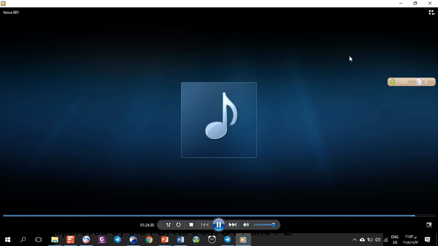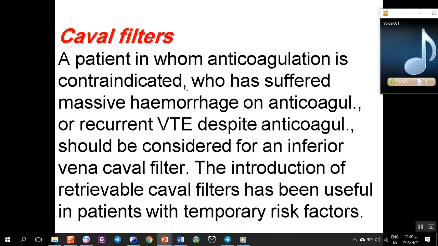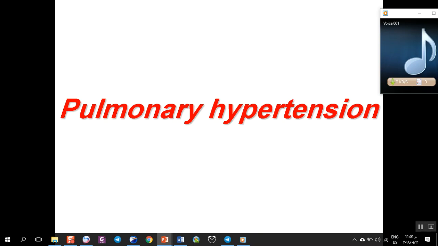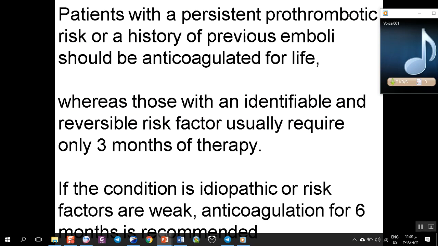This is the injection dose and the duration of treatment. A patient with a history of emboli is on warfarin for life. Those with less risk, such as a provoked DVT, are treated for 3 months, not for 6 months. If the patient has other risk factors, it can be given for 6 months. So we need treatment for 3 to 6 months.